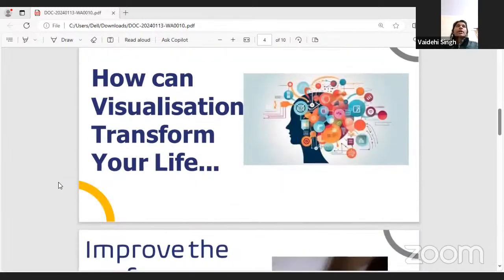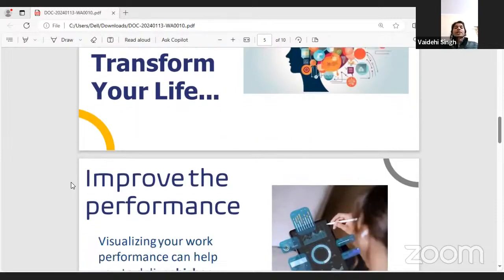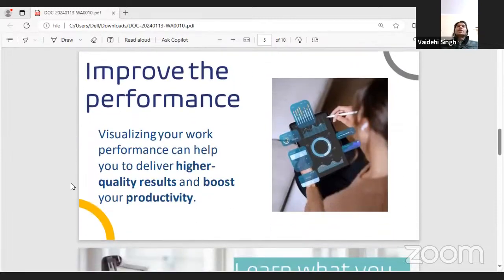So here, we have said that everything people do is for a benefit. If we do not get anything from the work, we are not going to do that work for a longer period of time. Visualization is also a way, and today I will be sharing how it can transform your life. So first is to improve your performance.